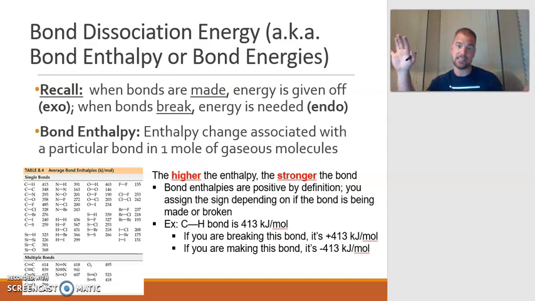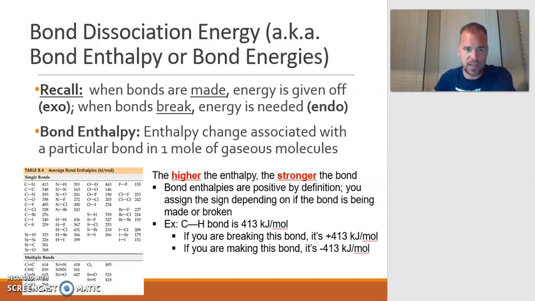Here's essentially the easiest way to think about it. The higher the bond enthalpy, the stronger that bond, because it takes more energy to break that bond. So bond enthalpies are a measure of how strong a particular bond happens to be.